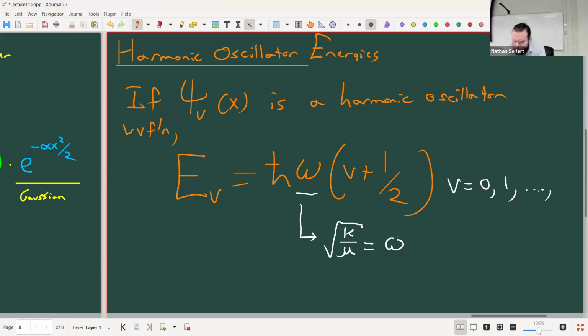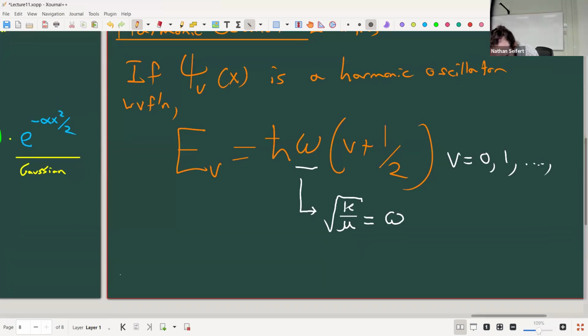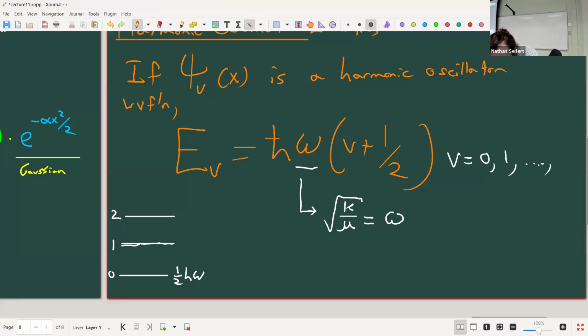And let's think about the consequences of this energy function. We can draw some energy levels, right? And so let's look at, for instance, 0, 1, 2, and so on. All right, what are the energies of them? Well, v equals 0, we get 1/2 h bar omega. So the energy of this state is 1/2 h bar omega. v equals 1. Now we have 3/2 h bar omega.